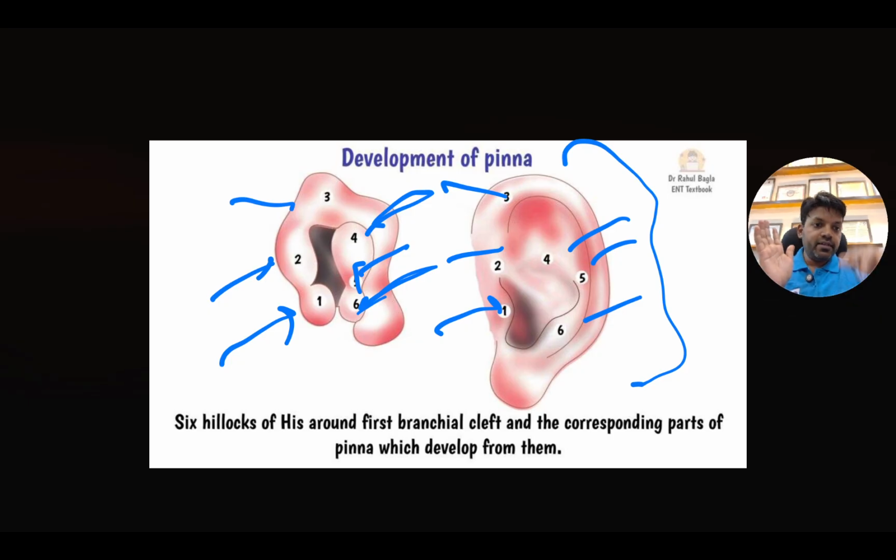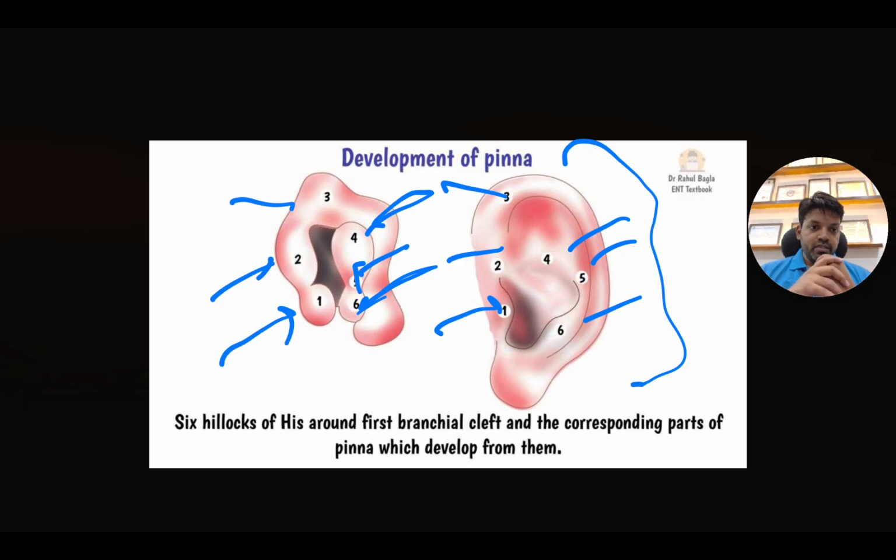Then they create different parts of the pinna or auricle. So when we talk about the development of the pinna, it's very easy. There are 6 hillocks formed between the first and second pharyngeal arch, 3 on each. Afterwards they fuse and create the pinna. Which hillock forms which part of the pinna, I'll put in the notes, because you just have to memorize that.